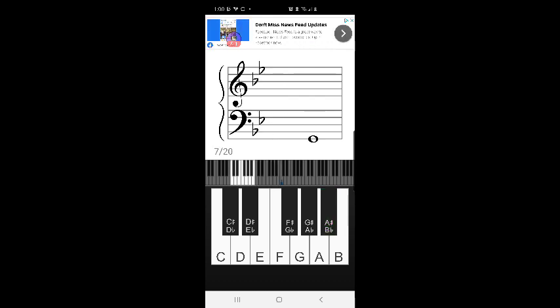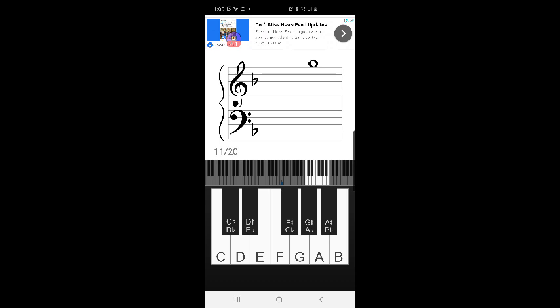Okay. B and E in the flatted key signature. And that's a G. So it's going to be a G natural. That's a G sharp. Oh, it is an A sharp. Sorry. I gotta do this again. Come on. Okay. So that's an F. That's a B. Oh, wait. That's a G flat.